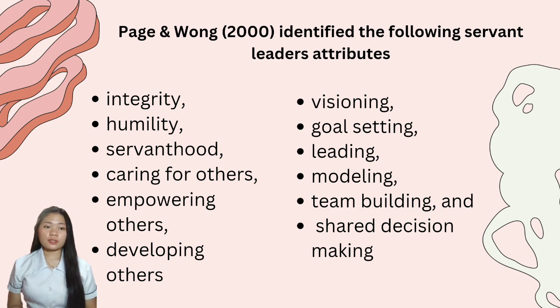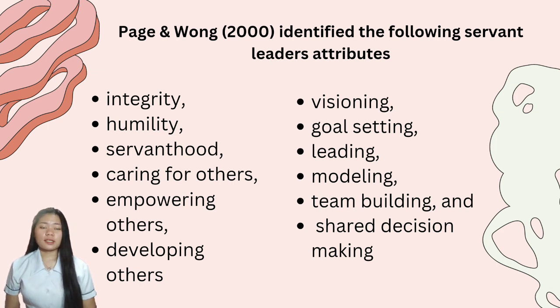Page and Wong 2000 also identified the following servant leader attributes, including integrity, humility, servanthood, caring for others, empowering others, developing others, visioning, goal setting, leading, modeling, team building, and shared decision making. These are the attributes that a leader needs to project, but it depends on how you are going to project it to your community or your society, that being a leader is having these good attributes.